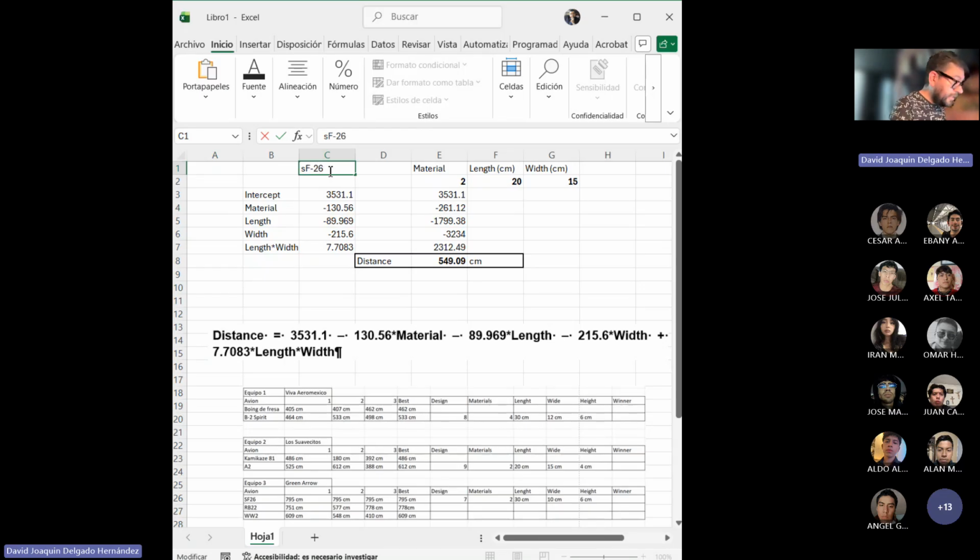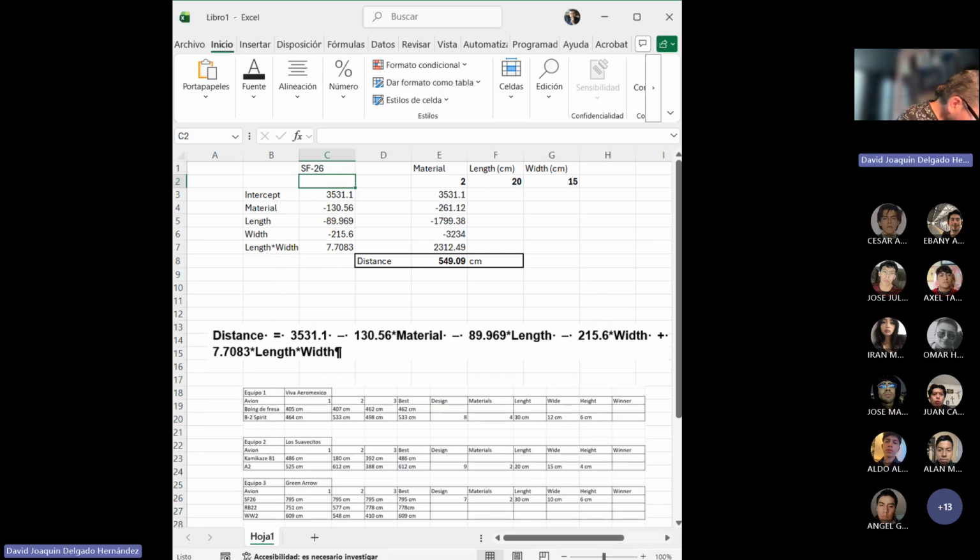SF-26. Okay. Let us see the data, the input data. These are the independent variables. Remember, the independent variables are the material, the length, and the width. And the dependent variable is the distance. The distance depends on the other three variables, okay?